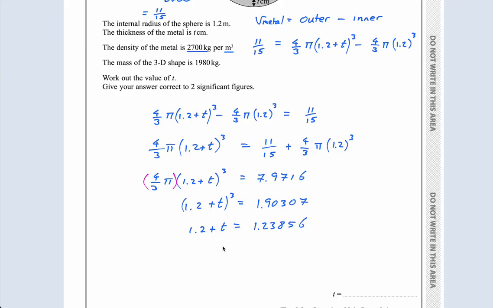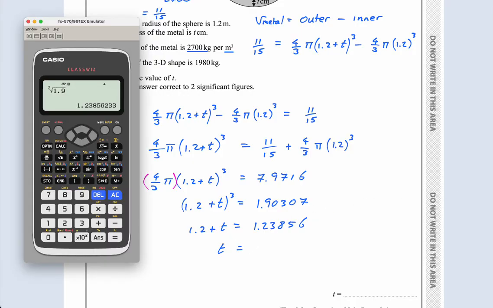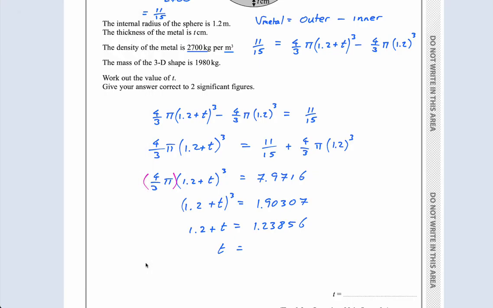1.23856, and then t is going to equal this minus this. So let me just do that. This minus 1.2. I'm subtracting the 1.2 from both sides, and I get 0.03856.